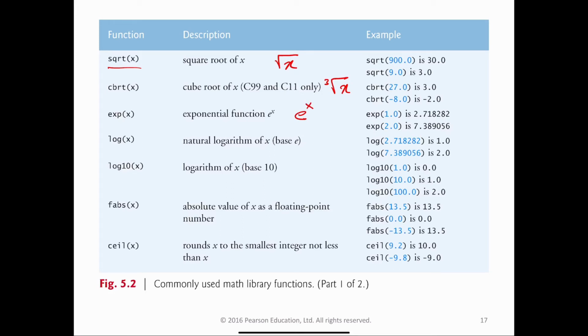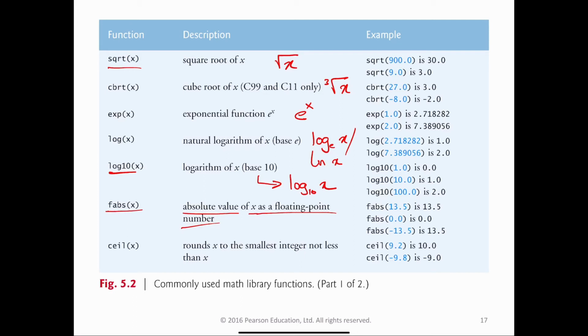There's the exponential function, which computes e to the power x. There's the log function, which computes the natural log of x to the base e, or you can also write that as ln of x. You may have seen it like that. For log to the base 10, we have the log10 function.